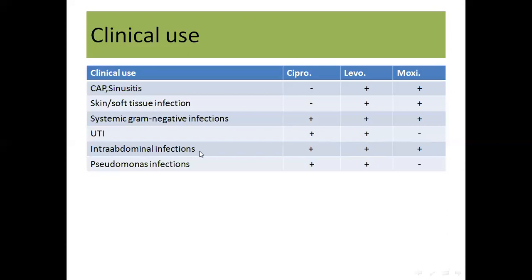Intra-abdominal infections are also gram-negative infections. Cipro, Levo and Moxi can be used. This differs from UTI, where Moxi cannot be used because it cannot achieve adequate levels. For Pseudomonas infections, Cipro and Levo have activity against Pseudomonas, though they require high doses to fight Pseudomonal infections. But they have activity against Pseudomonas, while moxifloxacin does not have activity.